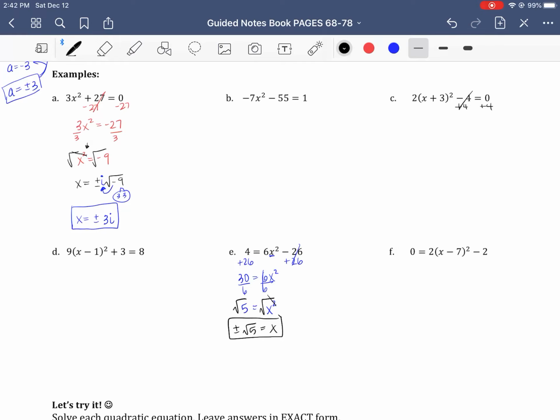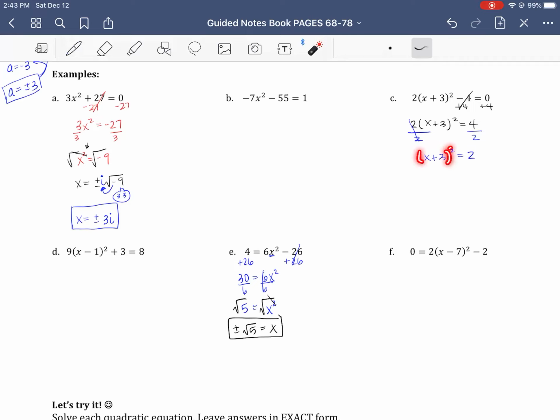So let's start by adding 4 to both sides. When we do that, we get 2 times (x plus 3) squared equals a positive 4. Again, the 2 on the left side is on the outside of the parentheses, so to get rid of it, if it's multiplying, we divide both sides by 2. That leaves us with (x plus 3) squared is equal to, and 4 divided by 2 is 2.